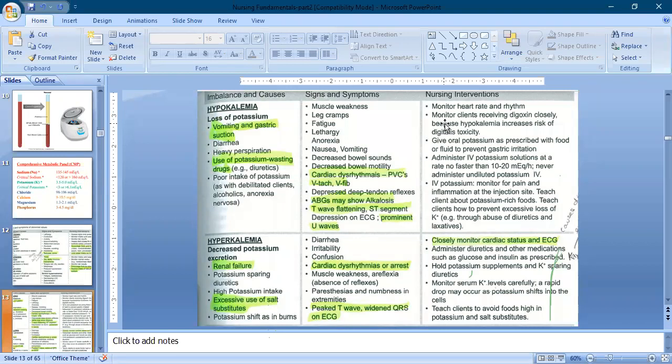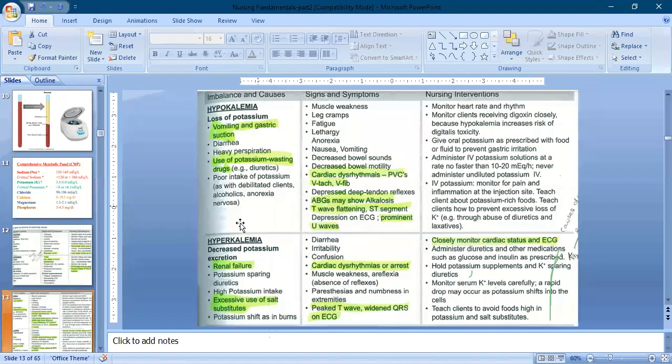So here I'm reading: monitor the client receiving digoxin very closely, if the patient has to take digoxin, because hypokalemia increases the risk of digoxin toxicity. Digoxin is an important medication for heart failure, but the risk of digoxin toxicity is very high. If you prescribe digoxin to the patient, we have to monitor the patient for digoxin toxicity.